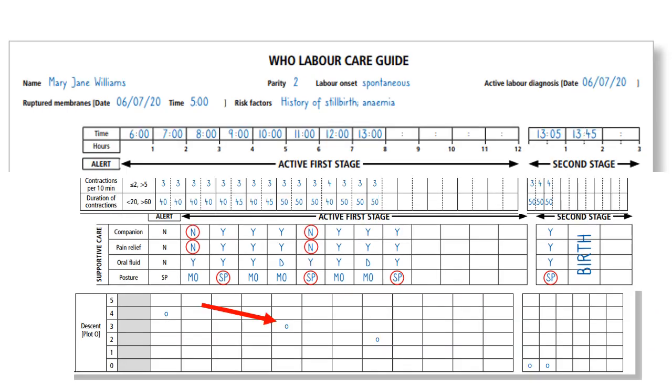Here we can identify the descent of the presenting part of the fetus from -4 to 0 station in 4 hours. As you can see, the recording has stopped here because the patient is now fully dilated. So the full dilatation has been now shifted to the second stage of labor.